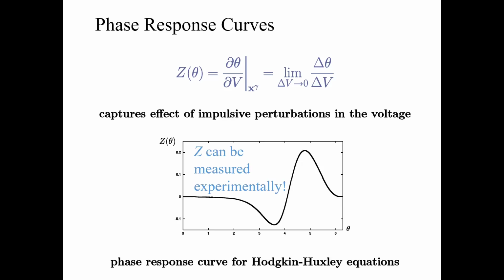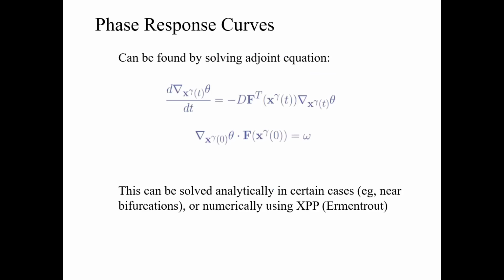Turns out it can be measured experimentally. Not easily. People back in the day, their whole dissertation was experimentally measuring a phase response curve, but that's kind of cool. This is actually something you can measure for a system. Here I'm showing it for the so-called Hodgkin-Huxley equations, which I view as the hydrogen atom of mathematical neuroscience. Well, it can also be found by solving an adjoint equation.